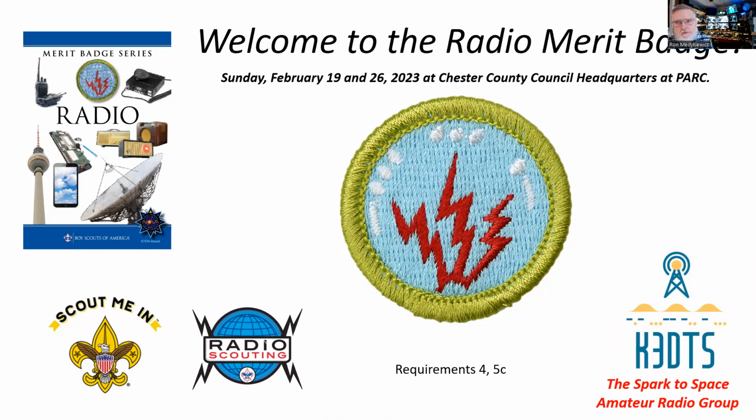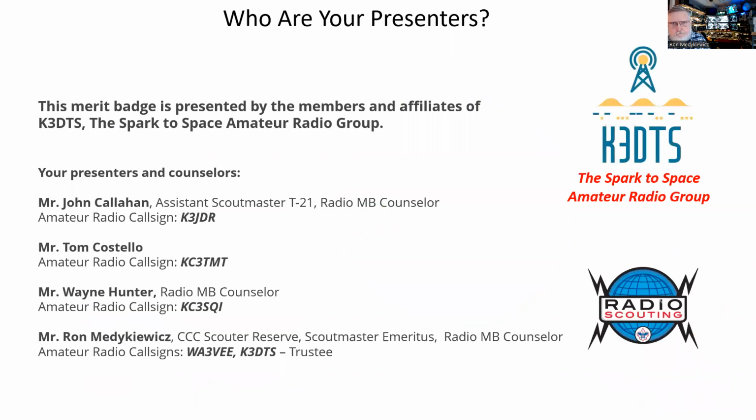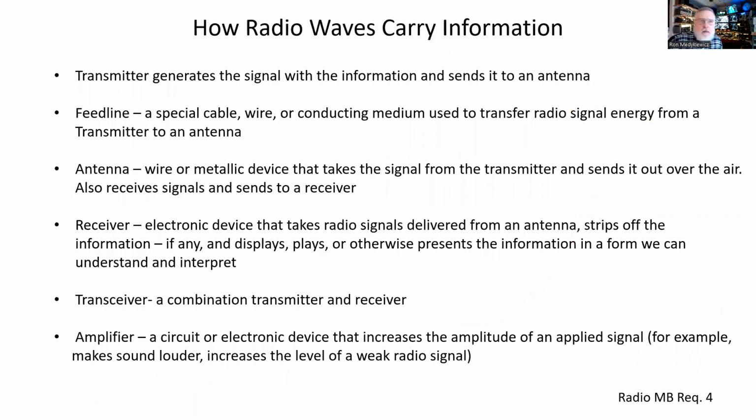These are requirements 4 and 5C about how radio waves are modified to put information on them. We said at the very beginning when we defined what radio was that you needed a transmitter and a receiver. There are a couple other things that you also need.